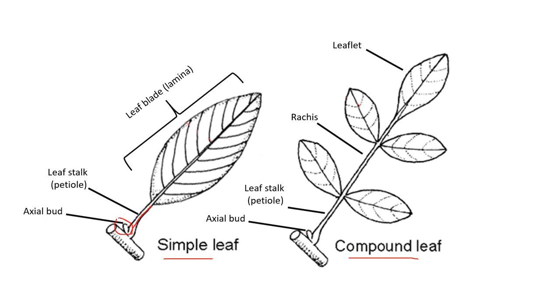So most trees will have a little axillary bud here that's in the axis between where the leaf meets the twig. So over here on a compound leaf, again, we see an axillary bud down here. Here's the petiole. And then the stem of the leaf, or the part of the leaf where leaflets attach, is called the rachis. And then each lamina of the compound leaf is called a leaflet.